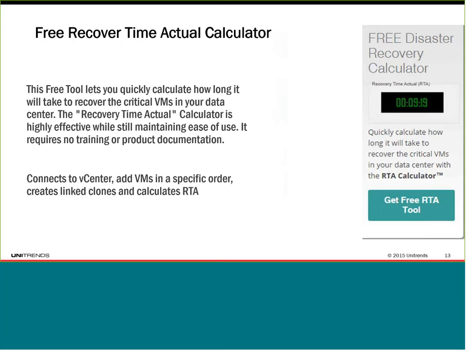So what it actually does is, if you may have an n-tier application that actually has a domain controller and a database and a couple auxiliary application servers that are all dependent on each other and have to boot in a specific order, what this does is this actually connects to your vCenter. It allows you to add those VMs in a specific order, actually in a sandbox environment. It creates kind of linked clones so that it doesn't disrupt your production environment at all. And it calculates the recovery time actual.